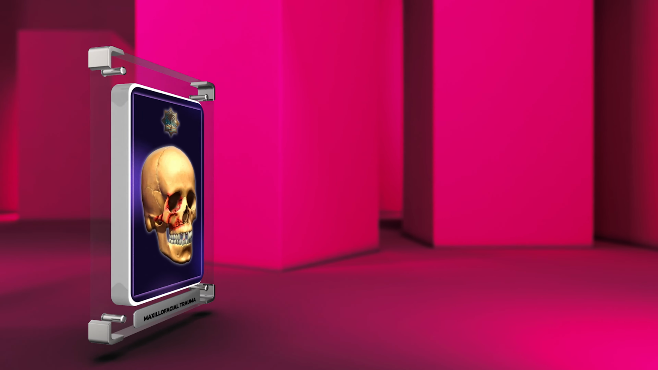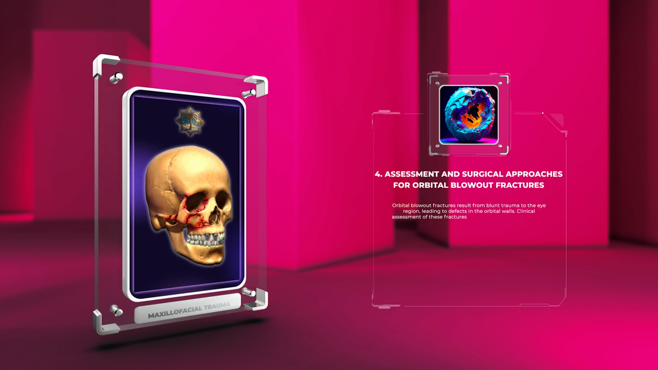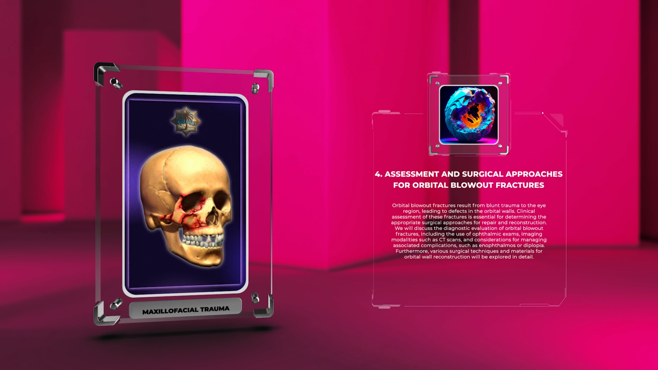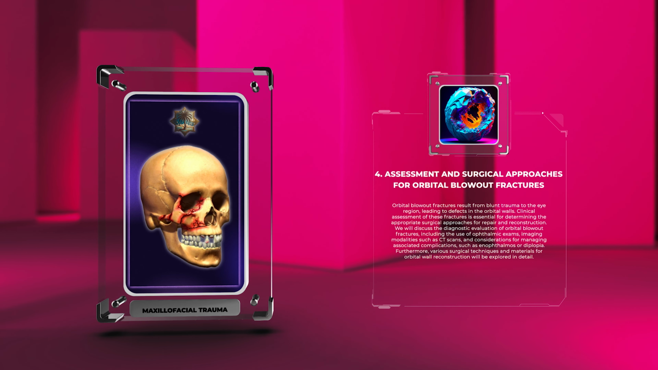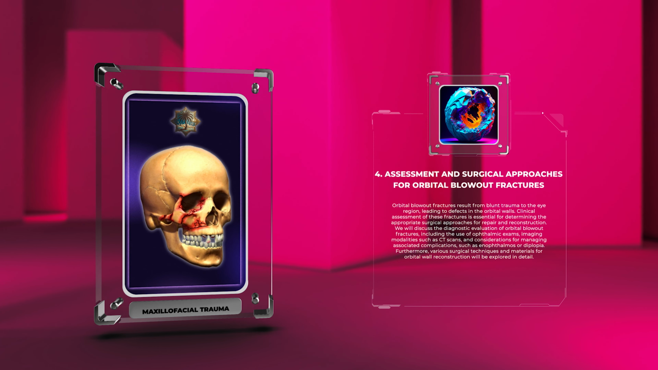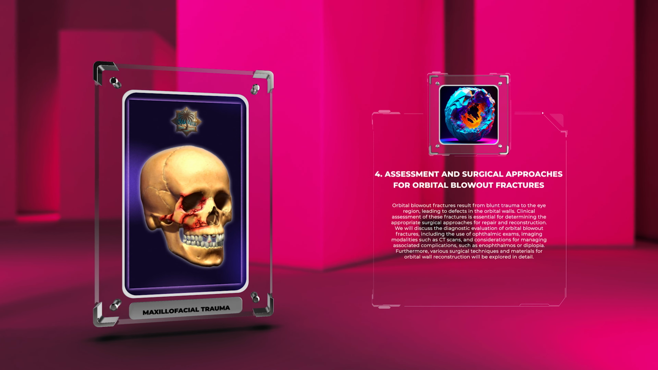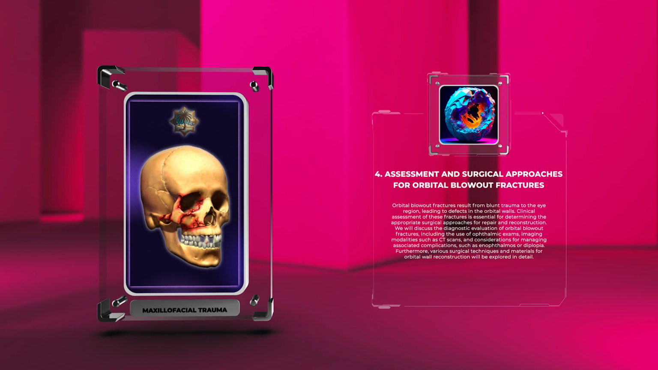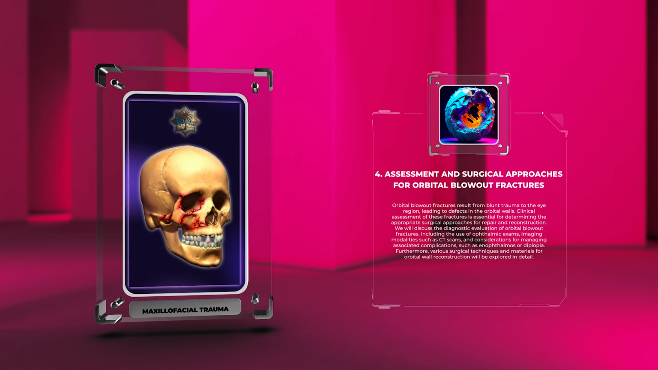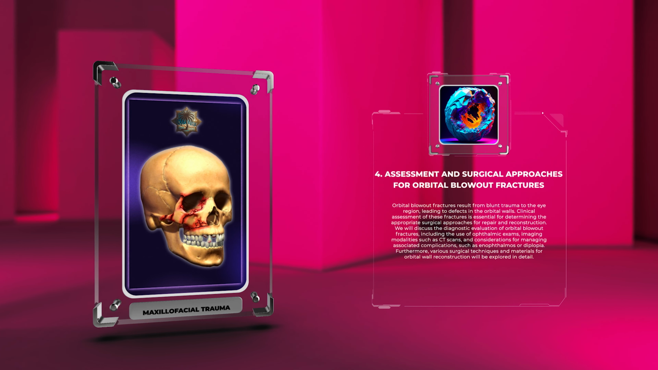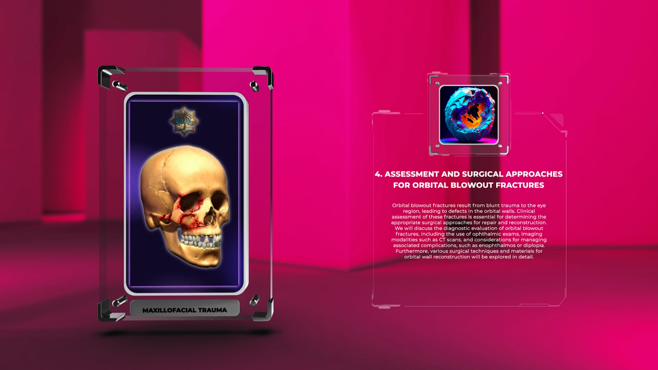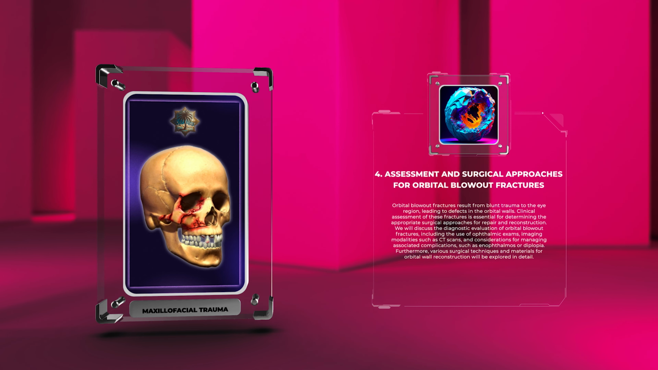Orbital blowout fractures result from blunt trauma to the eye region, leading to defects in the orbital walls. Clinical assessment of these fractures is essential for determining the appropriate surgical approaches for repair and reconstruction. We will discuss the diagnostic evaluation of orbital blowout fractures, including the use of ophthalmic exams, imaging modalities such as CT scans, and considerations for managing associated complications, such as enophthalmos or diplopia. Furthermore, various surgical techniques and materials for orbital wall reconstruction will be explored in detail.